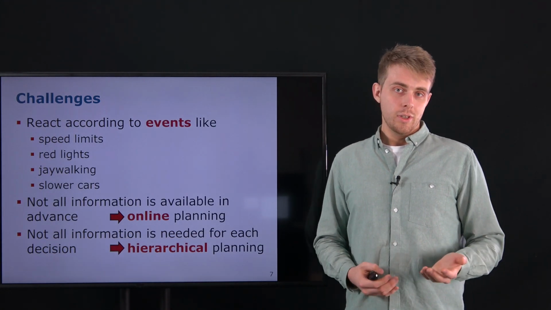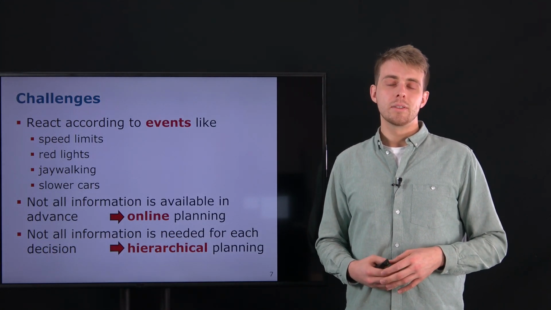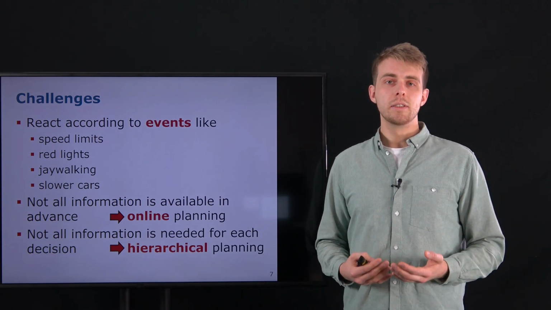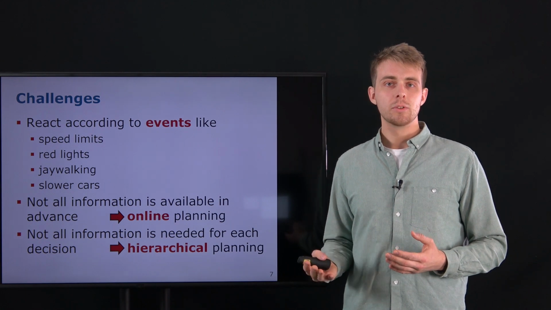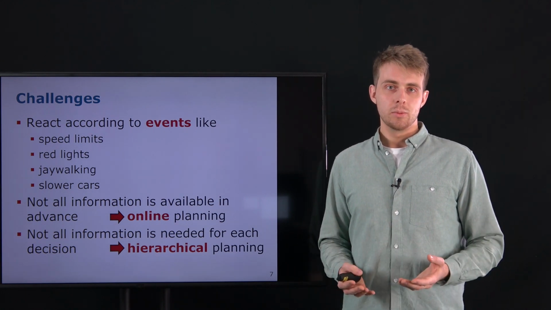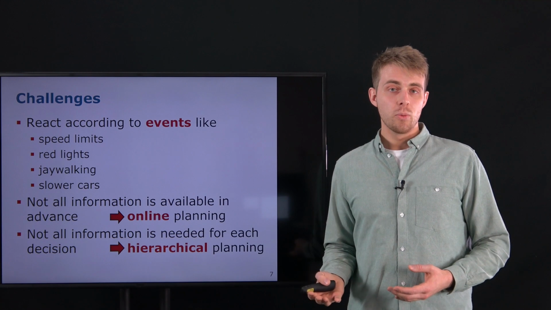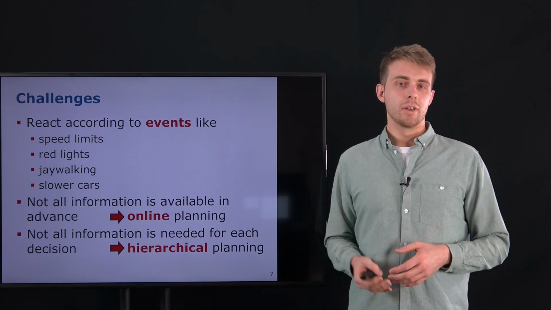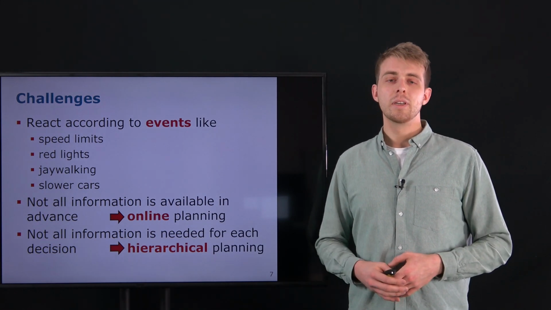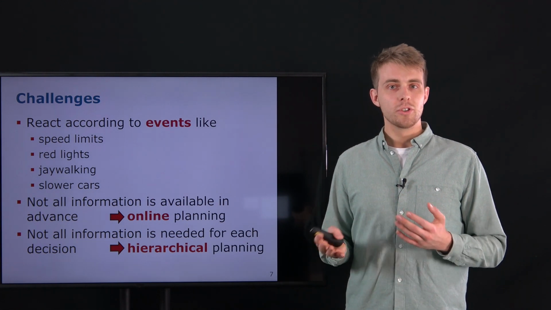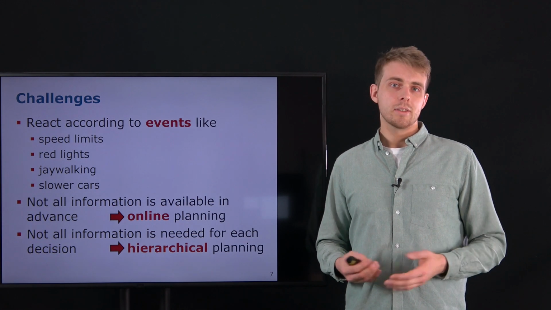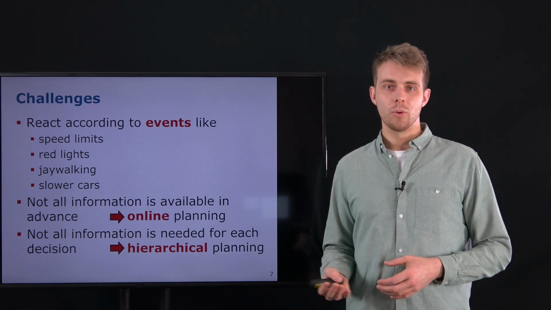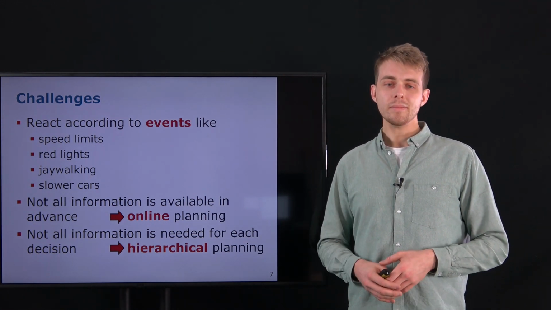So the challenges we can identify are that the self-driving car needs to react to different events. So there are speed limits we need to account for, red lights we need to consider. There might be jaywalking, so people just running a red light and stepping onto the street. So we need to have a sort of emergency braking rule. There are also other slower cars we want to overtake. We don't want to follow a slow car for 3 hours.